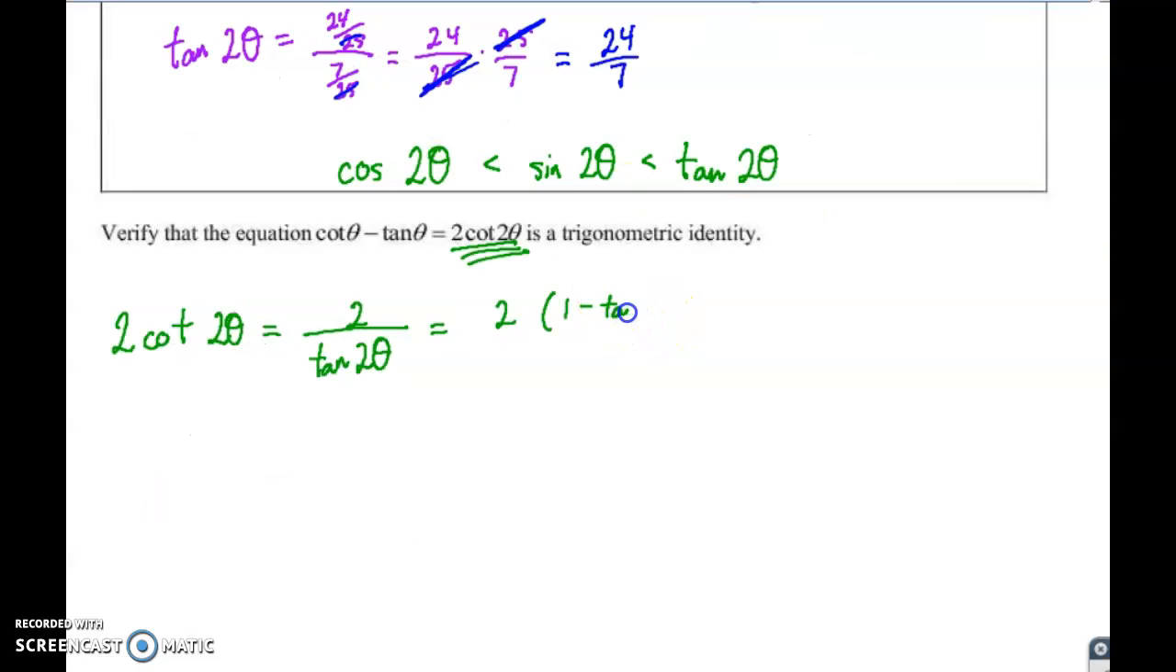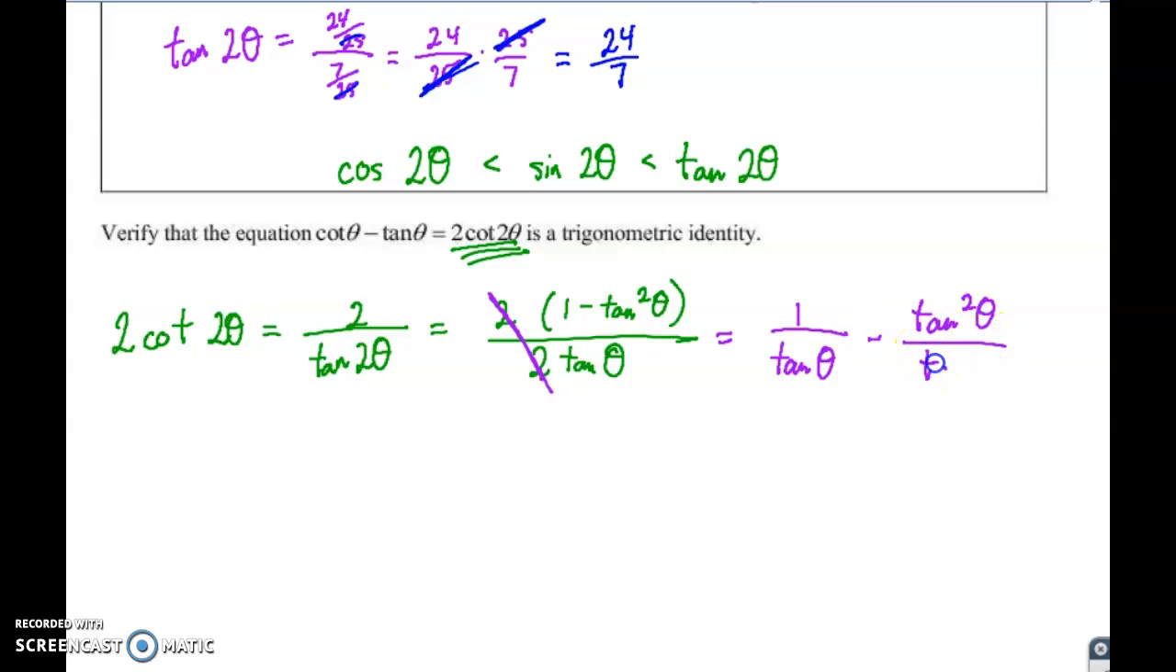Tangent squared over 2 tangent theta in the denominator. And I think you might notice then the 2's will cancel there. And as you're looking at this, somehow we need to establish that that equals cotangent of theta minus tangent of theta. Well, as I'm looking at that, I would think this as dividing each piece. Tangent of theta minus tangent squared of theta over tangent.